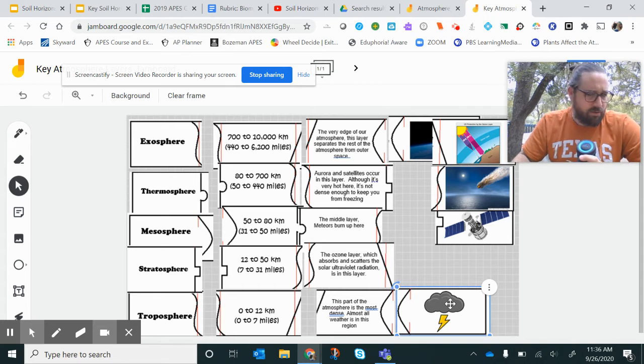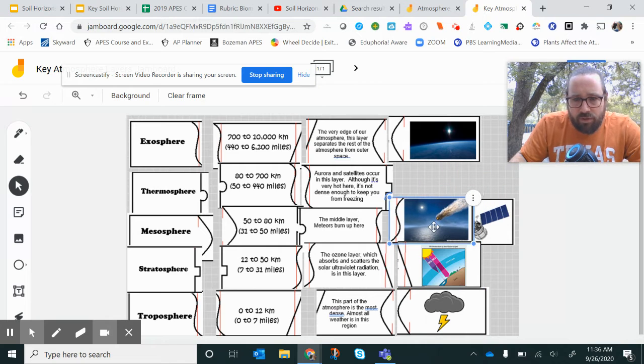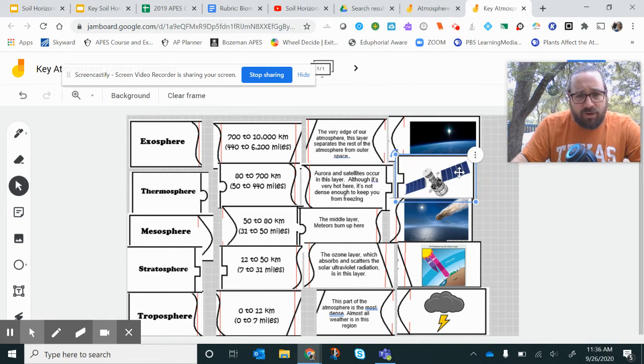The troposphere has any weather phenomenon. If we're talking about pollution on the AP test, which layer of the atmosphere, blah, blah, blah, pollution or human activity, the answer is automatically troposphere. The stratosphere has our beneficial ozone layer. Meteors burn up in the mesosphere, and most of the satellites are actually still up in the thermosphere. So those are the layers of the atmosphere.